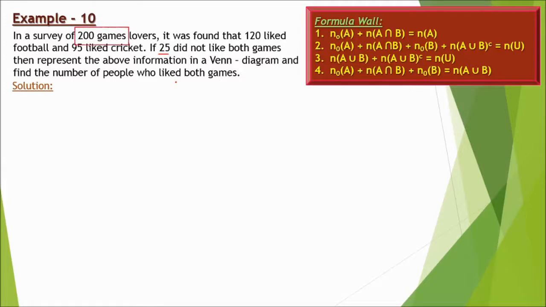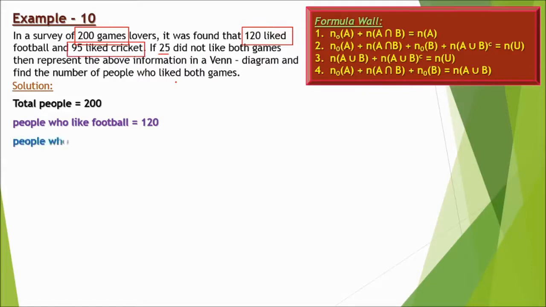So 200 is the total number of people in the survey, and you can see 120 is the number of people who like football, and 95 is the number of people who like cricket, and 25 is the number of people who did not like both games. He may like a third game. That 25 are also sports lovers, game lovers, but outside the cricket and football circle.